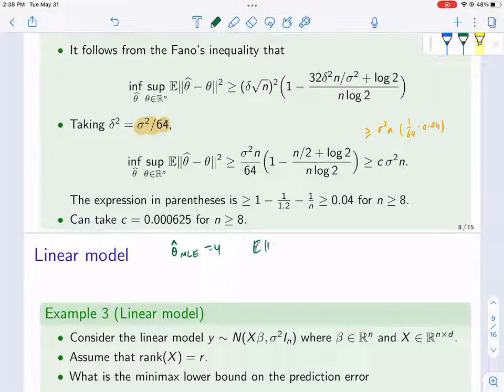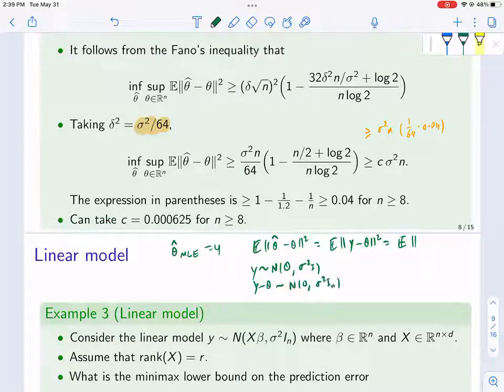So the expectation of theta hat minus theta squared would be the expectation of y minus theta squared, right? Y is normal with mean theta and covariance sigma squared I. So y minus theta is normal with mean 0 and covariance sigma squared I_n, right? What is the expected squared norm here? Yeah, so that would be sigma squared n.